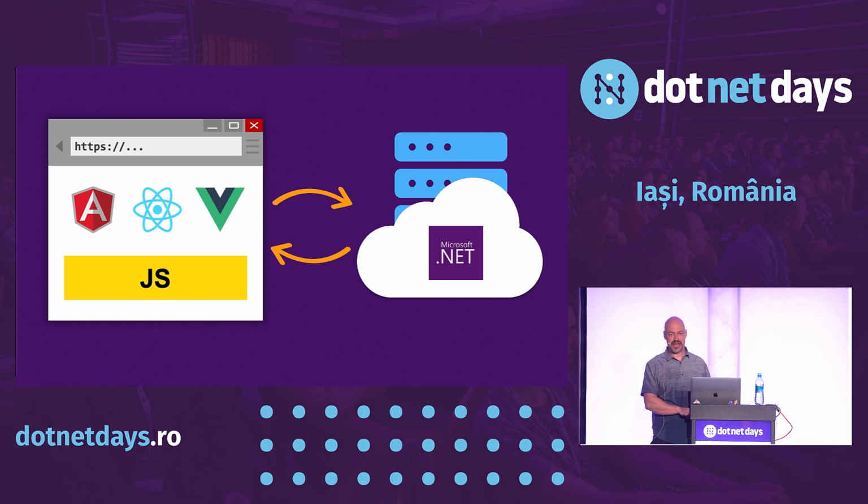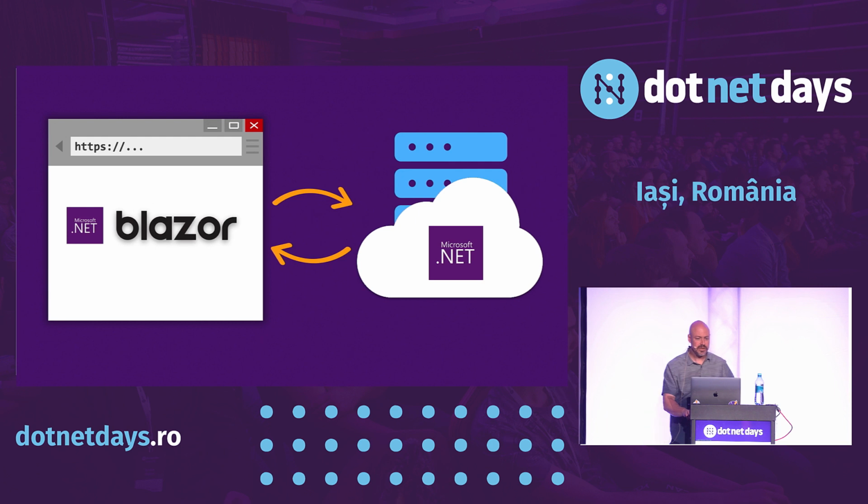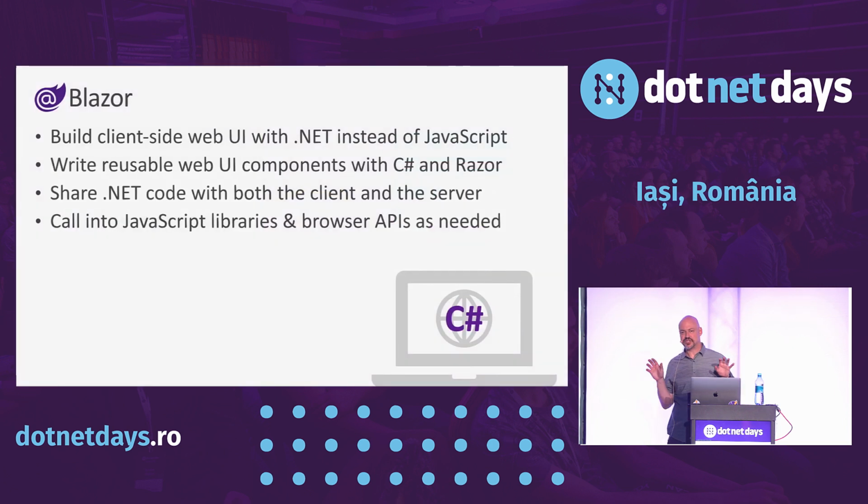So if you are a dev shop that is super good at Angular, React, Vue, et cetera, that's great. Keep using them. If you are a dev shop that is mostly C# and every now and then you need to do some front-end dev, then I think Blazor is a pretty nice fit. So the idea, this is the official marketing stuff where they say, build front end with .NET instead of JavaScript. But then as you read through, it also says call into JavaScript libraries and browser APIs as needed. And I think that's really a better way of talking about this.